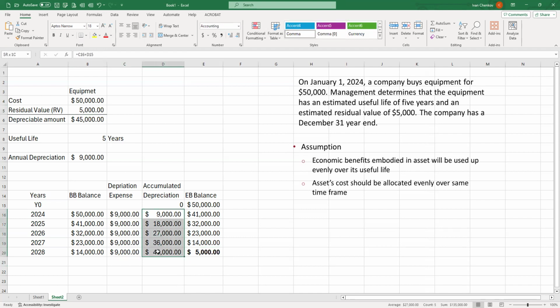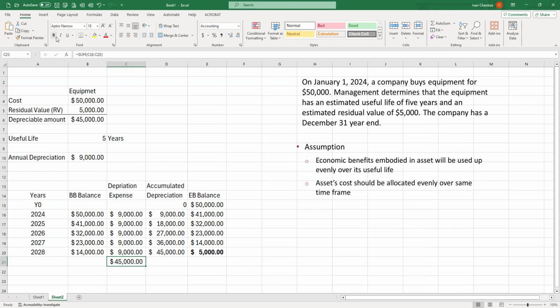So over the useful life of the machine, we're going to depreciate the $45,000, which is our depreciable amount, which is equal to our accumulated depreciation. And that's always going to be your check. Don't forget, at the end of the period, once we finish with the machine, we have to have the residual value sitting and waiting for us as a balance. We cannot go below the residual value. That will be the straight line method.